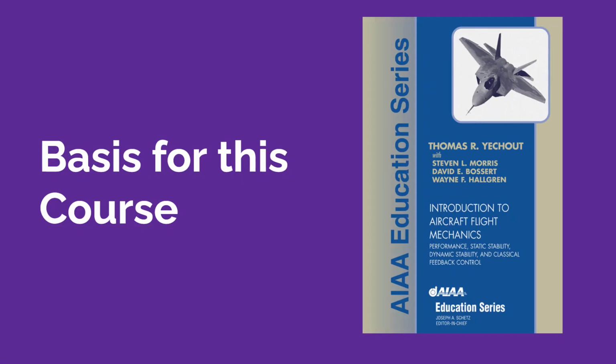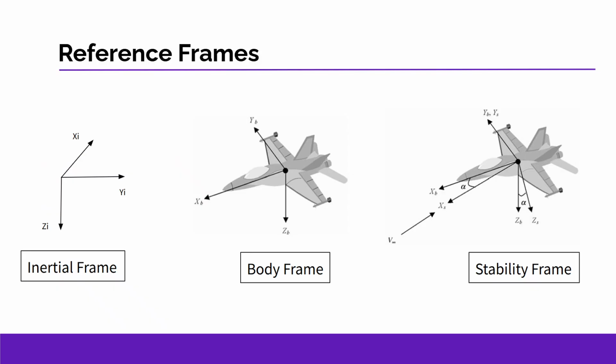For the purpose of this class, we're going to pick one convention, and it is going to be based on Introduction to Aircraft Flight Mechanics by Thomas Hitchhout. Now, in this book, we use 3 different reference frames. There's the inertial frame, the body frame, and the stability frame.